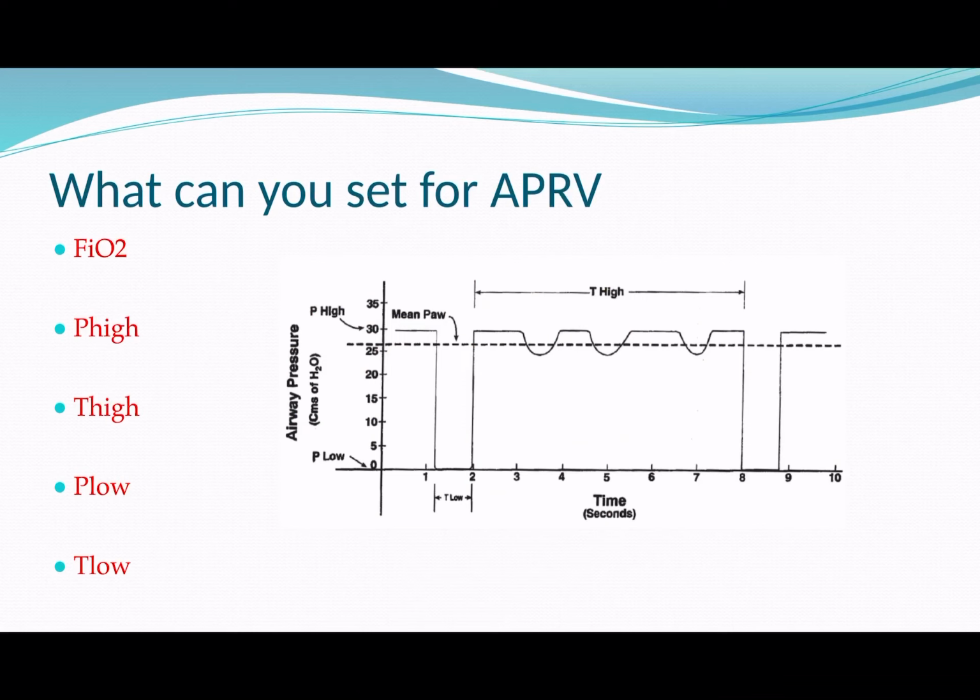So, what are the things that we can set in APRV? Well, for the most part, the things that we can set are the fractional inspired concentration of oxygen, as you would do with any ventilator. Also, the high pressure that you're maintaining a patient at, and the amount of time that it's at the high pressure. The low pressure is almost always set at 0, or as close to 0 as the ventilator will allow. And then you have a very short low time. That's the time that it's maintained at that low pressure. The low pressure is the release phase of ventilation, and therefore the time where you get the bulk flow of gas coming out.